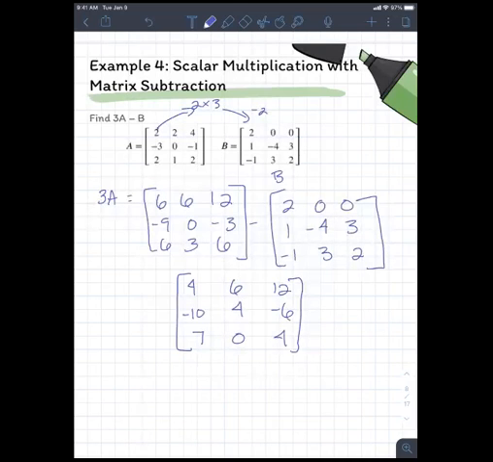So again, if you wanted to do it on the Desmos calculator, you could go in first line, type in A equals and type in the first matrix. The second line, you could say B equals and type in the second matrix. And then in the third line, you could say 3A minus B, and it'll tell you what that matrix is, and it should be the same as this one. Cool?